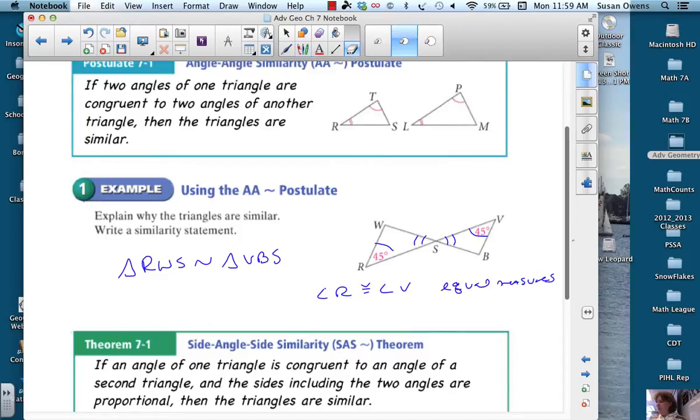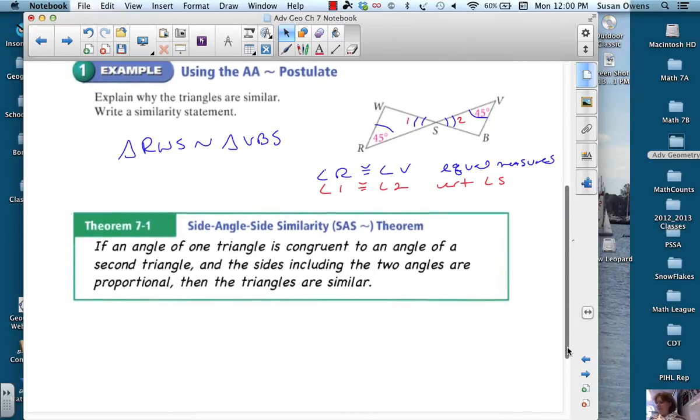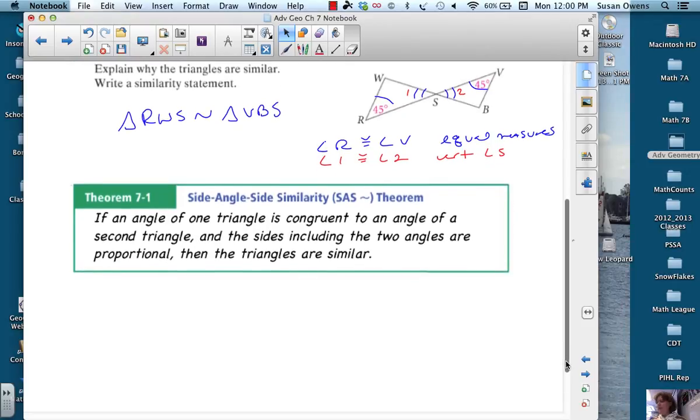Okay, and we can say angle R is congruent to angle V, equal measures. And if I call this angle 1 and this angle 2, angle 1 is congruent to angle 2 because of vertical angles. I'm not writing a proof, so I don't need statements and reasons, but it gives a reason for both sets of angles.